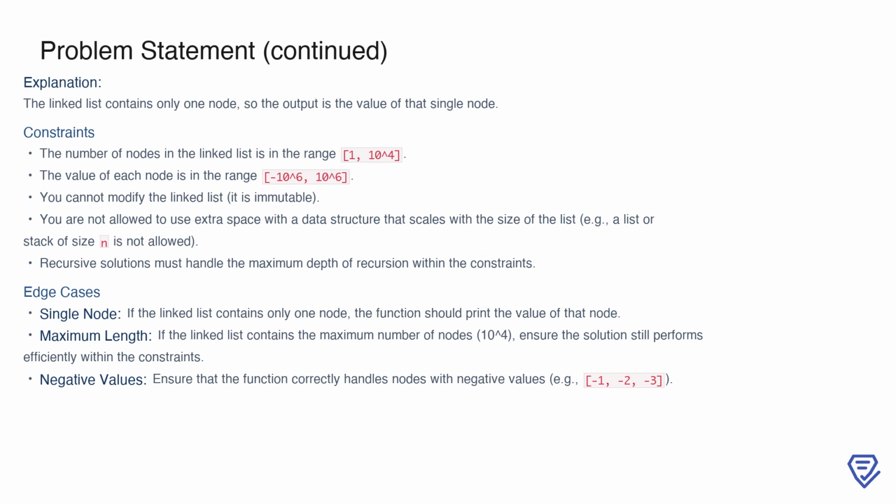Recursive solutions are allowed, but they must be able to handle the maximum depth of recursion without exceeding system limits. For edge cases, ensure your function works correctly for a single node list, handles the largest possible list size efficiently, and correctly processes lists with negative values, such as -1, -2, -3. These constraints make it essential to carefully choose an approach that balances efficiency with the immutability requirements.